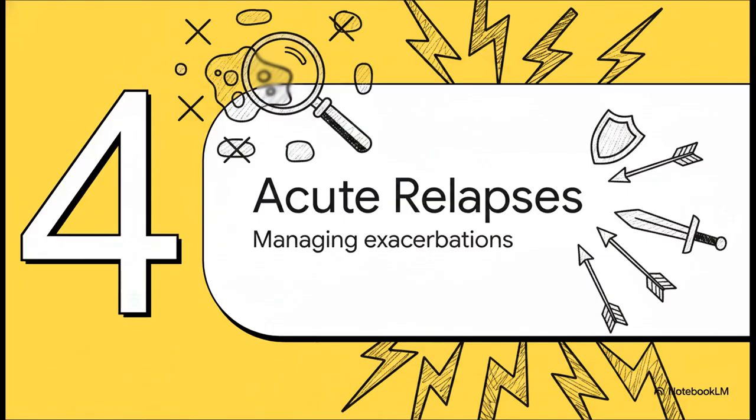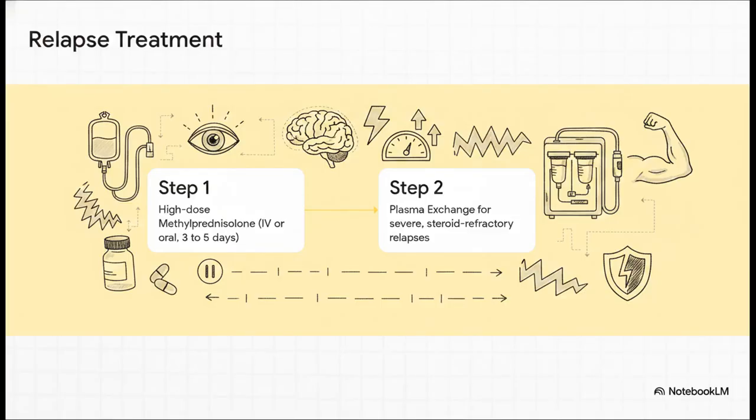Section 4. Managing acute relapses. Here is the golden rule for acute relapses. We only pull the trigger on treatment if function is genuinely impaired. Think significant motor weakness or acute visual loss. Step 1 is always high-dose methylprednisolone, typically 1,000 milligrams daily for 3 to 5 days to fast-track their recovery.